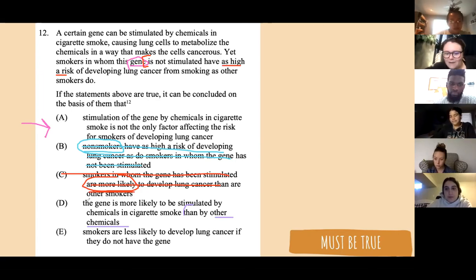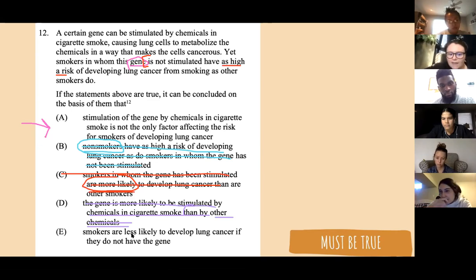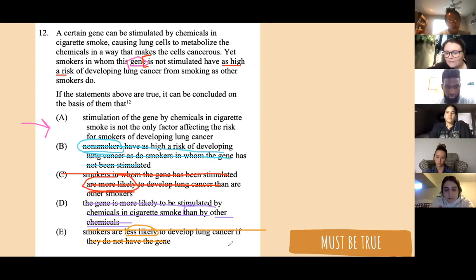And then Sabrina, what about E? E's wrong because the second sentence literally says smokers who don't have the gene or whose gene isn't stimulated have as high a risk of developing it. So we can't assume that people who don't have the gene at all, or whose gene isn't as stimulated, are less likely to develop lung cancer. Excellent. Our stimulus doesn't ever compare, like this is more likely or this is less likely, at all. So any answer choice that is talking about more likely or less likely is a huge turnoff. Excellent. Did everybody think that was pretty easy?